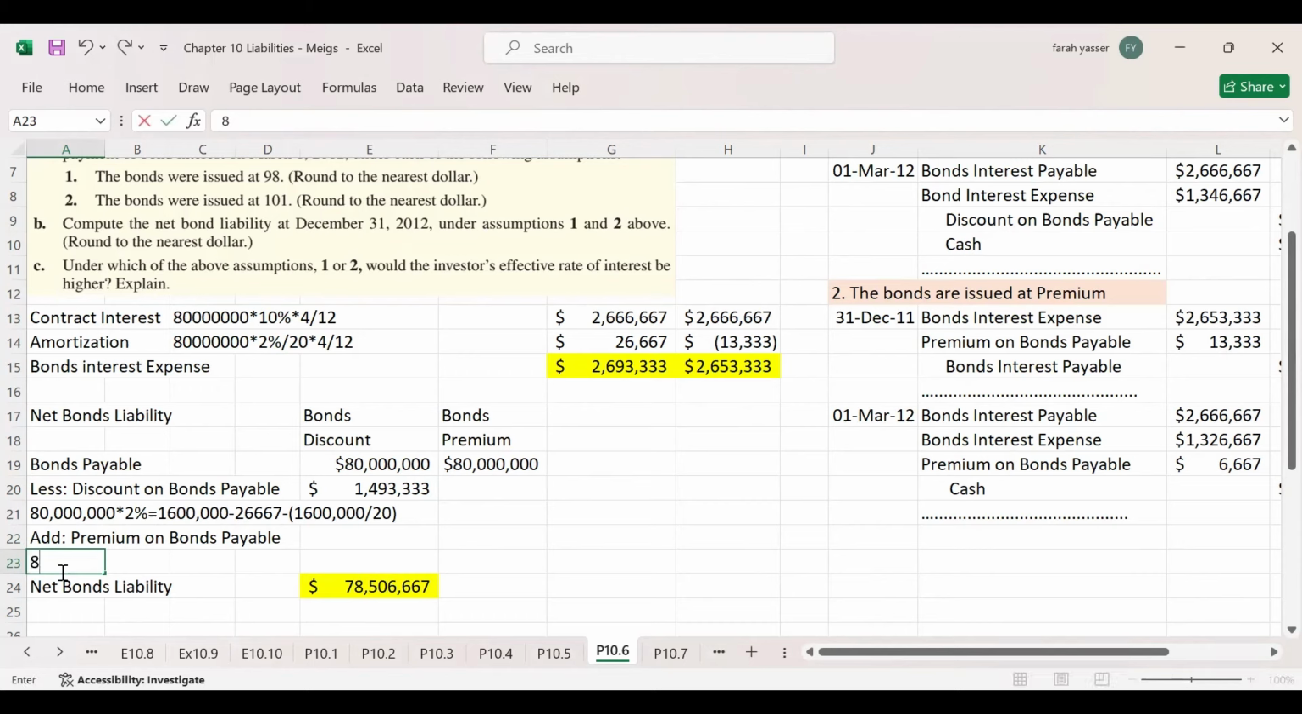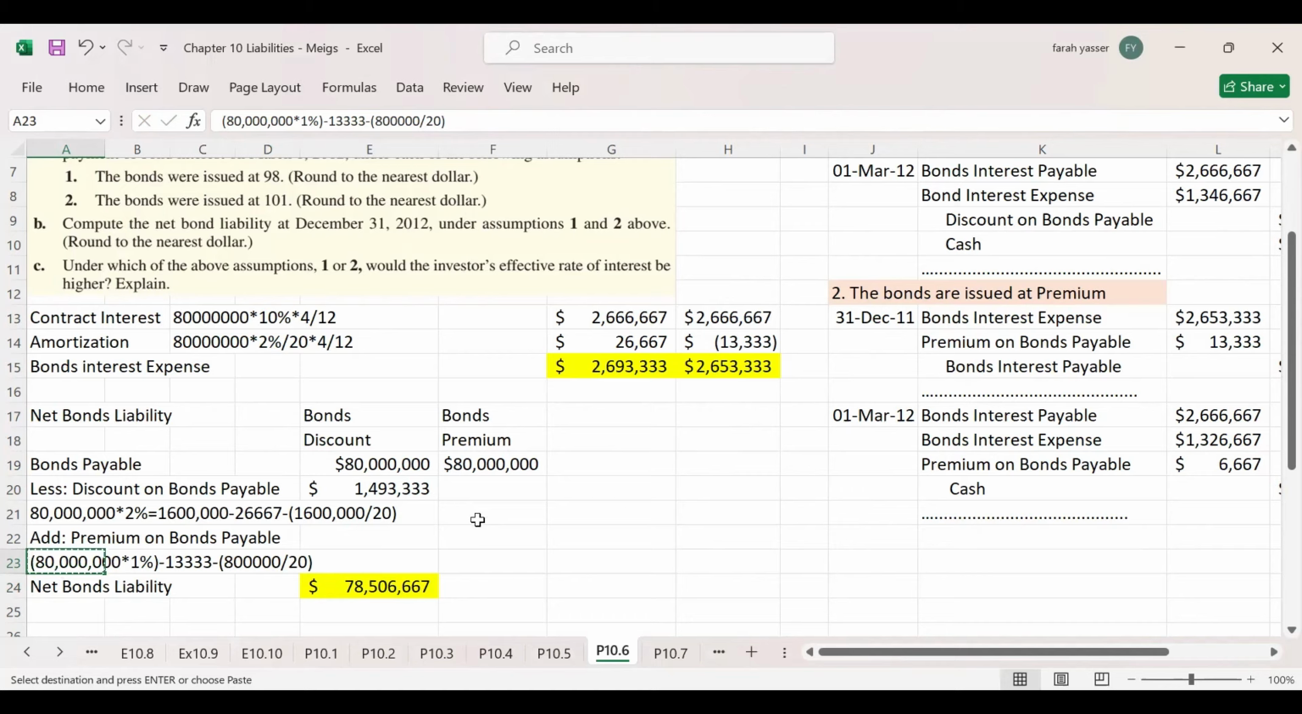80 million, premium is 1%. So we will multiply it by 1%. And then first we will deduct the first 4 month amount of 2011, which is 13,333. And then we will deduct this 8 lakh divided by 20 amount, which is for, this is 8 lakh. This is the amount of premium for 20 years. So we will convert it into 1 year. So divide by 20.